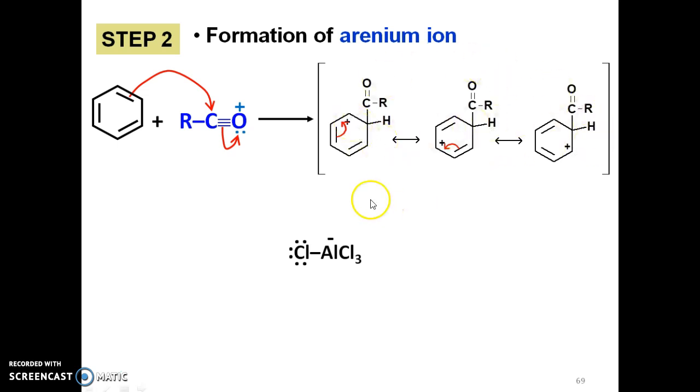So the same goes. Remember, this is the arenium ion. You must show all these 3 structures with the arrows. Don't forget about the arrow.